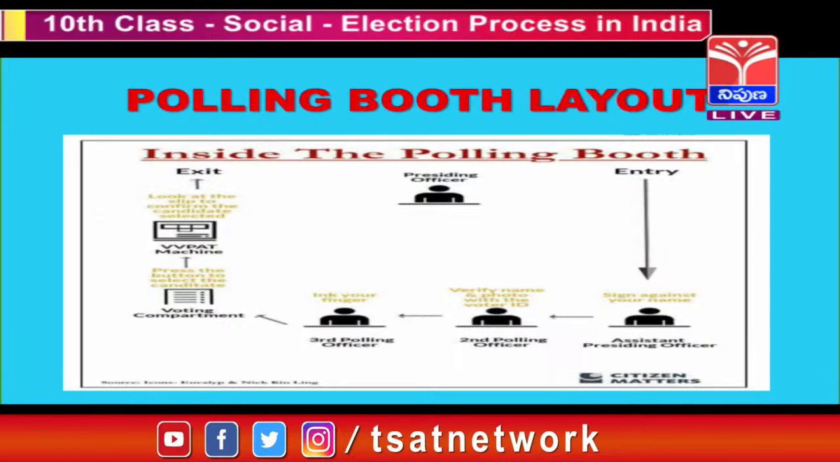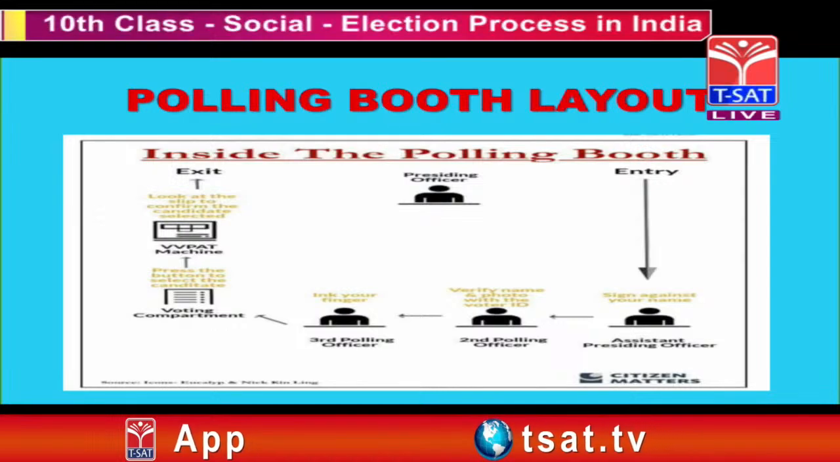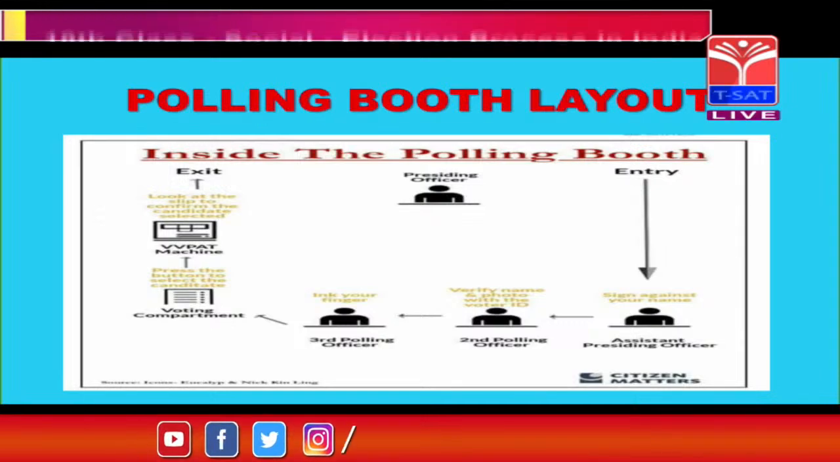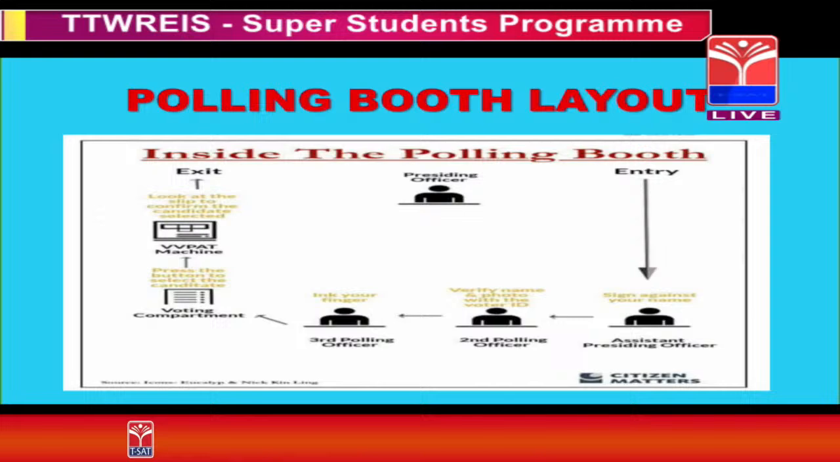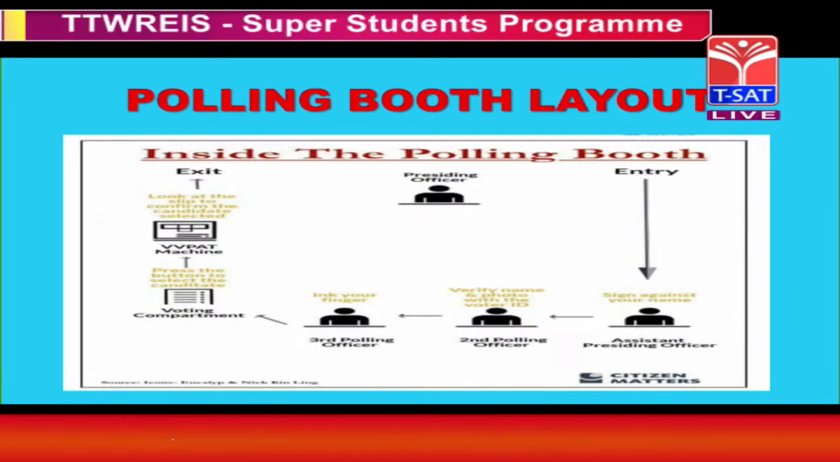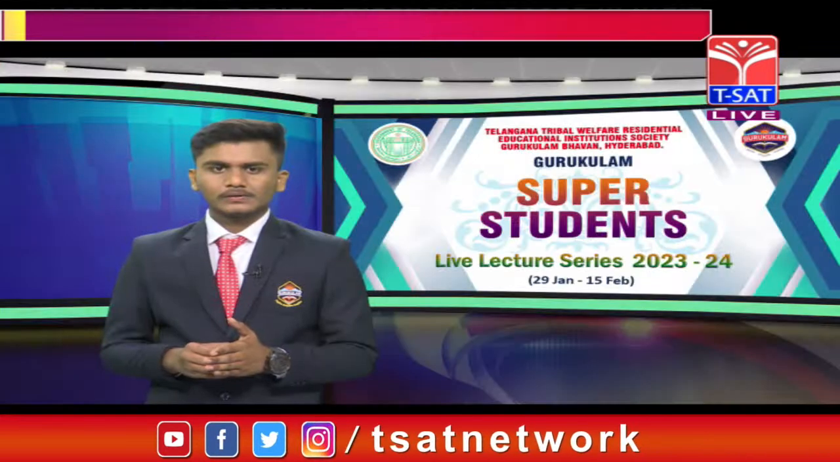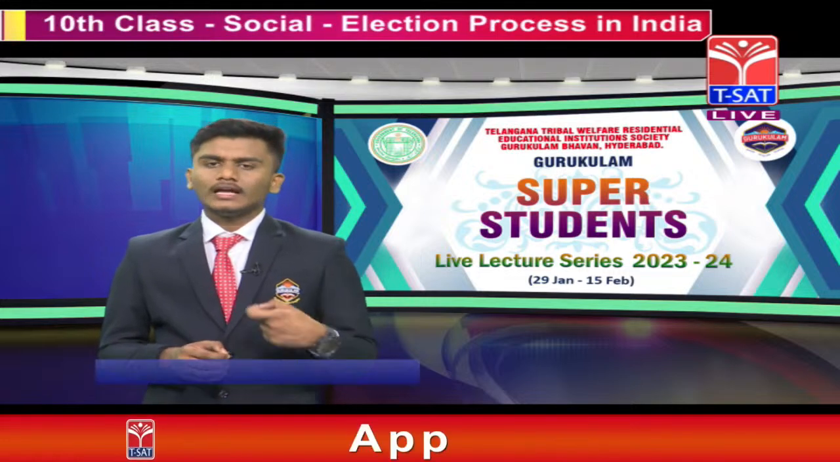The presiding officer is the head of the polling station, and the presiding officer will be assisted by the assistant presiding officer with the help of polling agents. These polling agents are persons who come on behalf of every political party to make sure that elections happen in a proper way, and the major role of these officers is to conduct free and fair elections. What is meant by free and fair? Without obstacles.